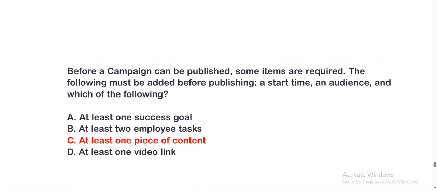Next question is, before a campaign can be published, some items are required. The following must be added before publishing: a start, an audience, and each of the following. And the options are option A, at least one successful goal; option B, at least 2 employee tasks; option C, at least one piece of content; and option D, at least one video link.